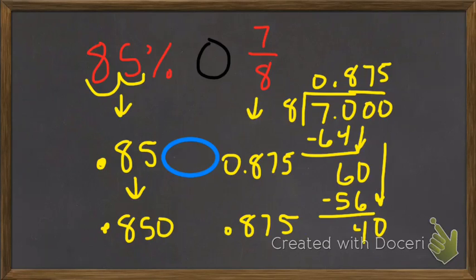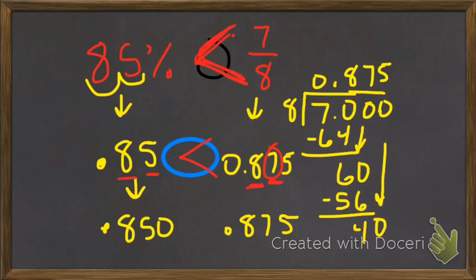we can see that 875 is greater than 850. Again, we're just looking at the numbers though. 8 and 8, 5 and 7. So 7 is greater. So 85% is less than 7/8.